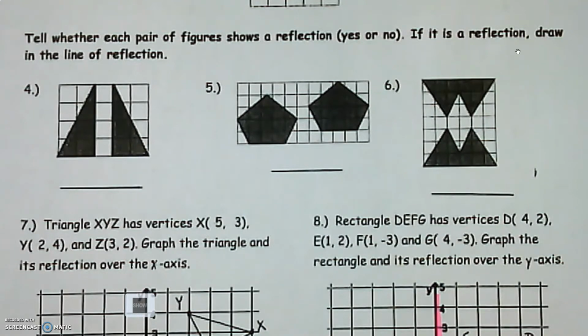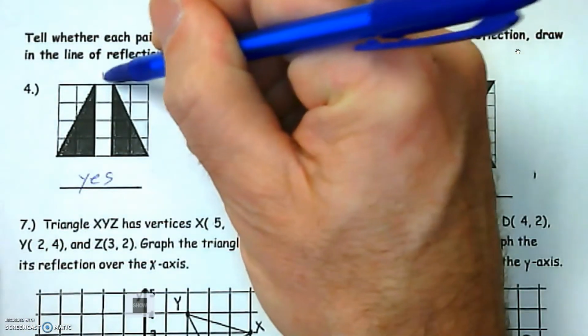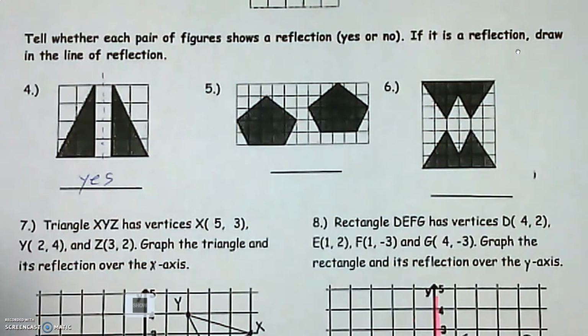So first, number 4, does that look like a reflection? And I think it is, yes. Now the line of reflection is right here. That's the line that got folded over.